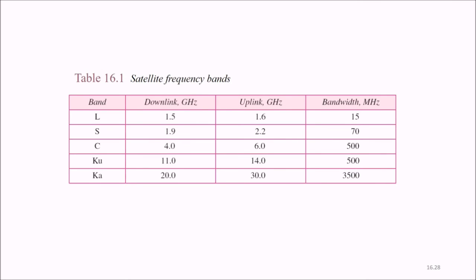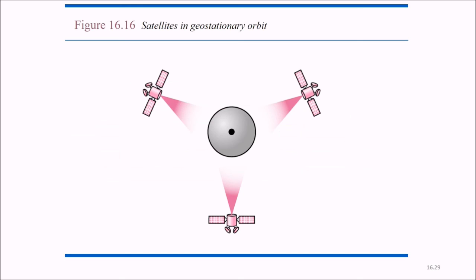So these are the satellite frequency bands, and you have to be very well aware of these bands, because people generally ask what is L band, S band, Ku, Ka, C band. In these satellite frequency bands, these are in gigahertz, uplink and downlink. Downlink is around 1.5 gigahertz, uplink is 1.6 gigahertz. The bandwidth is 15 megahertz. All these you can see, if I speak, you will not be able to understand. You have to learn it by heart. This is very, very sure. So these are the satellite frequency bands.